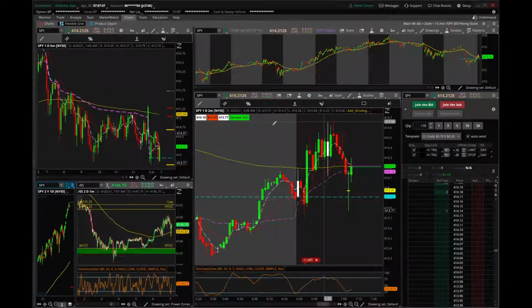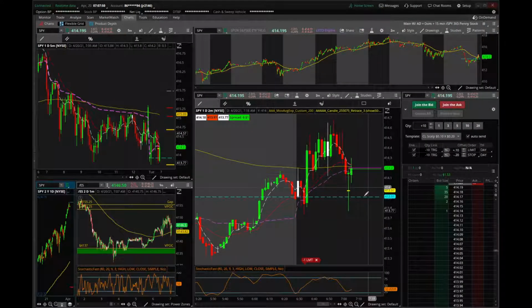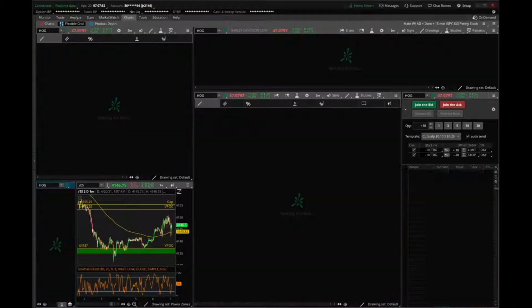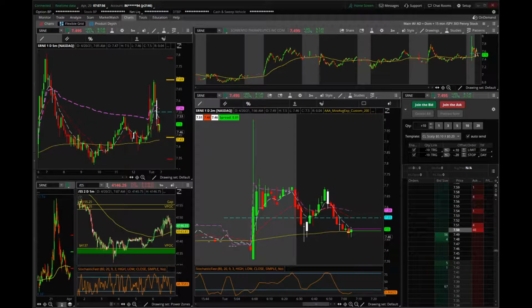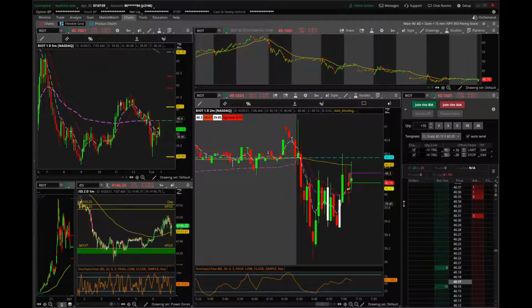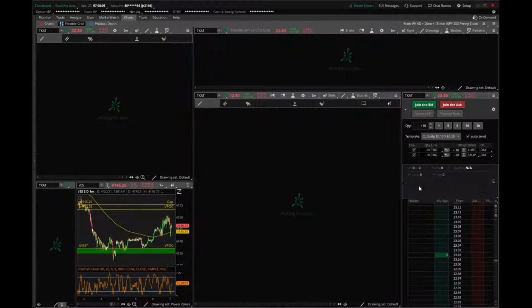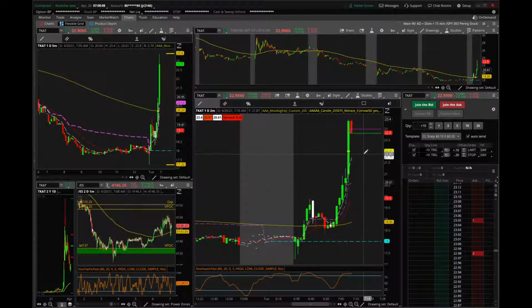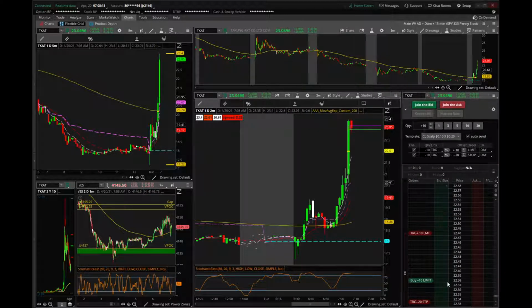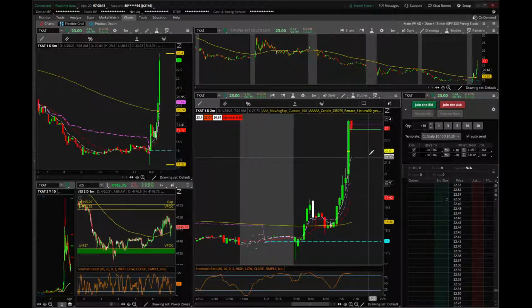Let's see what else is going on with the markets. Hog might have just had a little blow off top. Riot. Let's take a look at TCAT. Nice move on TCAT, right? Maybe that 21 level, a whole number.